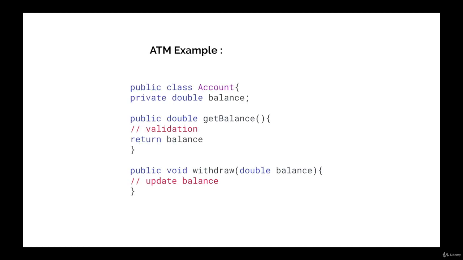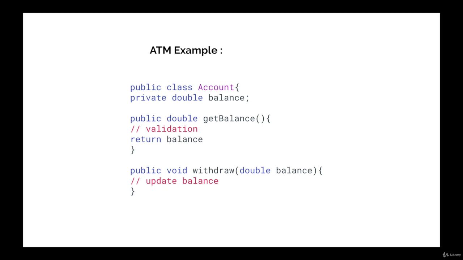Now let's consider an example of the ATM machine wherein you see the buttons to get the balance and withdraw money from the account. Here in this example we hide the complexity of withdrawing the amount and getting the balance from the end user. We have also declared the balance variable as private to implement data hiding. The end user has to just press the button on the ATM screen to perform the operations, and hence this is an example of encapsulation.